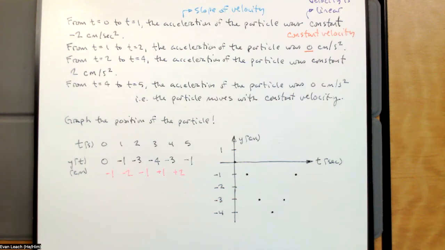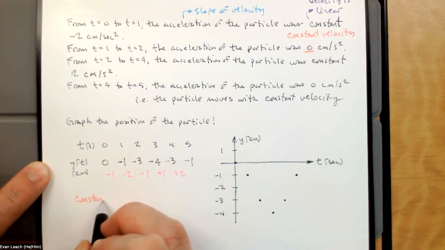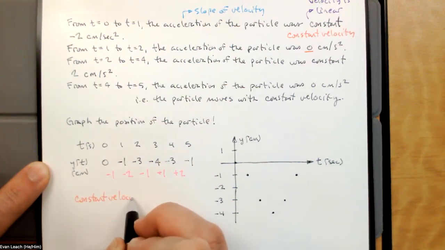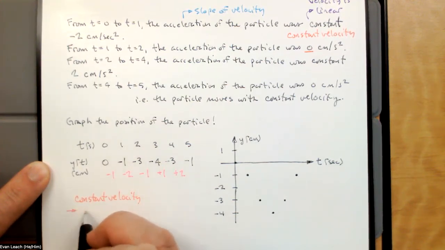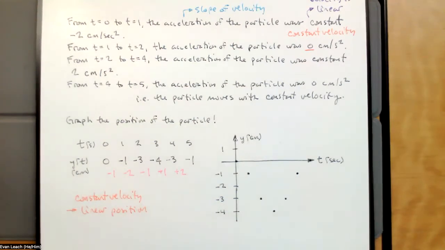There were 2 sections where the velocity was constant. If we have constant velocity, that means the graph of position will be linear. So constant velocity means linear position. Constant velocity means 0 acceleration, so no concavity.